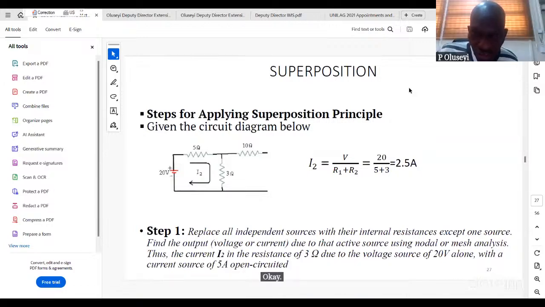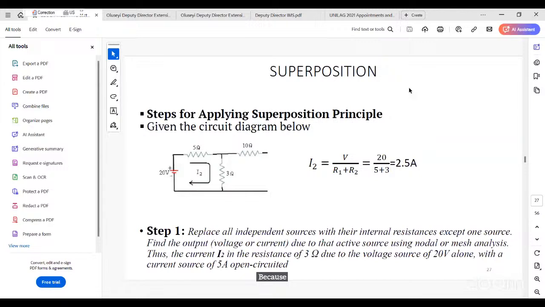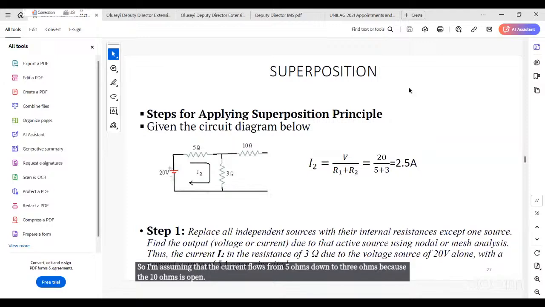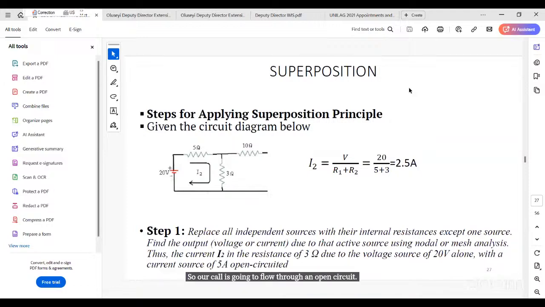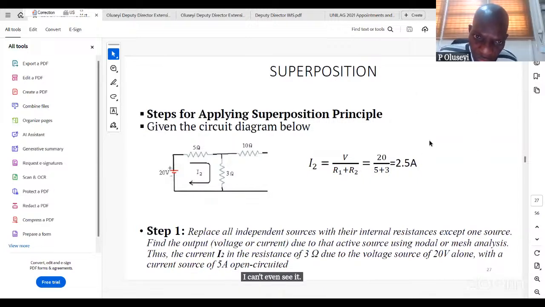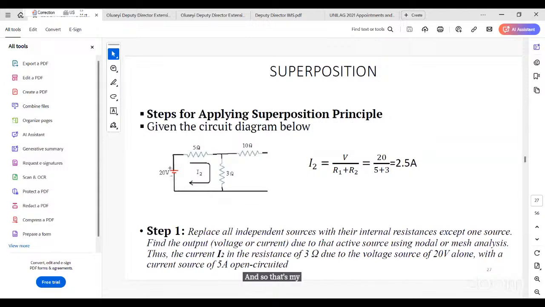Because the equivalent resistance here is showing that it is 5 ohms plus 3 ohms, I'm assuming that the current flows from 5 ohms down to 3 ohms because the 10 ohm is open. So can current flow through an open circuit, but not with a voltage source? My question is that does it mean that all the current flowing from 20 volts to 5 ohms, all of it flows to 3 ohms? None of the current flows through that 10 ohms. Is it because it is open? Because the equivalent resistance you are showing is R1 plus R2, which means the 5 ohms and the 3 ohms are in series, excluding the 10 ohms.